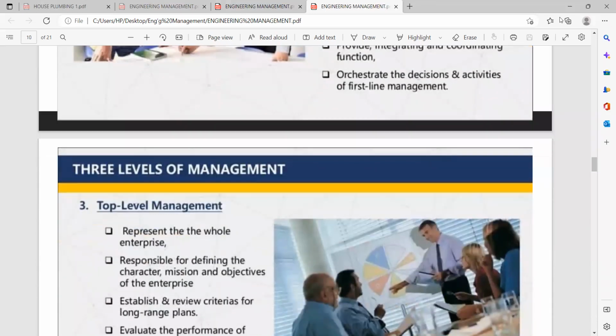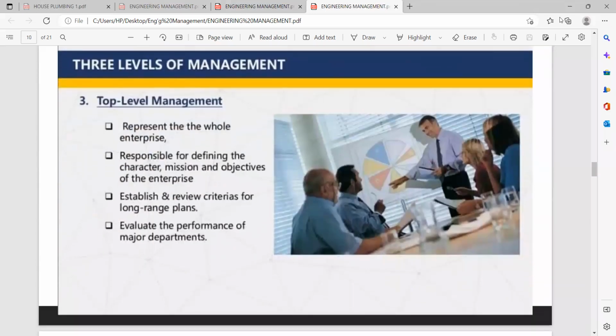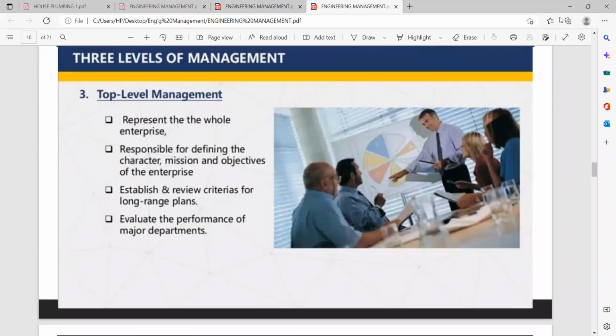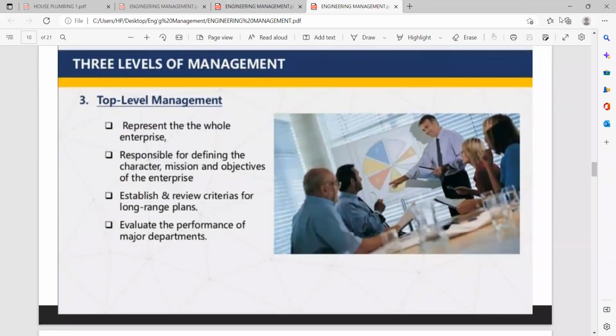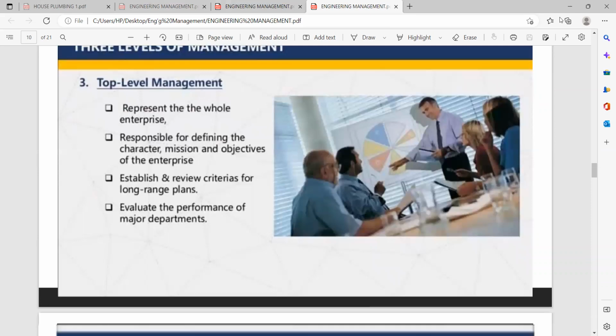Okay, so for the top level management, it will represent the whole enterprise. It is also responsible for defining the character, mission, and objectives of the enterprise. It will also establish the review criteria for long-range plans and evaluates the performance of major departments. Okay, so that is our 3 levels of management.